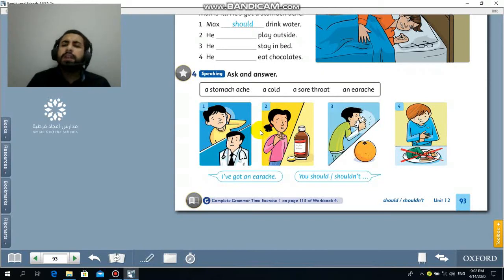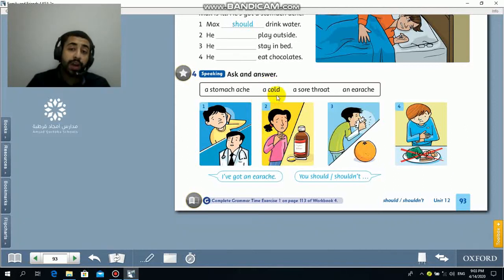Okay? For example, this picture right here. Number 4. He has his hands on his stomach. So he has what? He has a stomach ache. So sentence number 1, you're going to write, I've got a stomach ache. You should or shouldn't. You shouldn't eat food. Okay? So 2 sentences for each picture. Okay? Is that understood, my dear students?